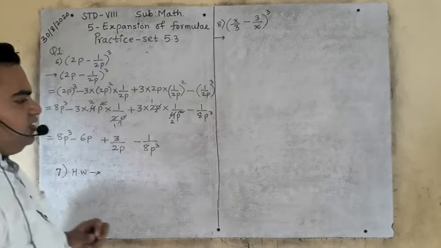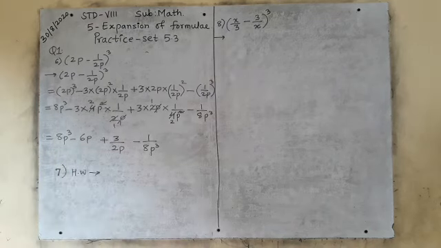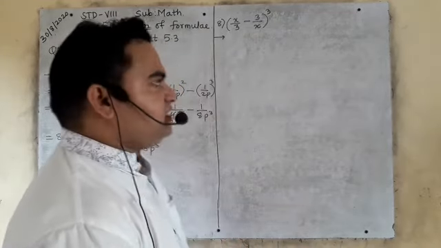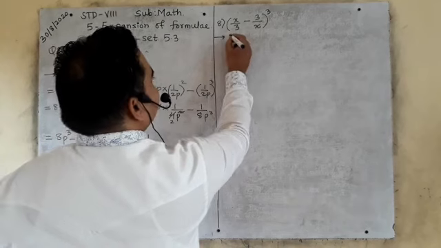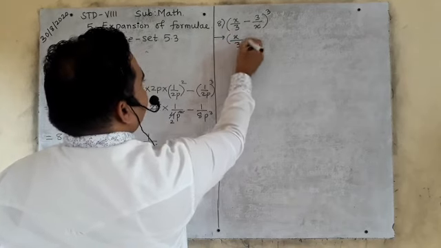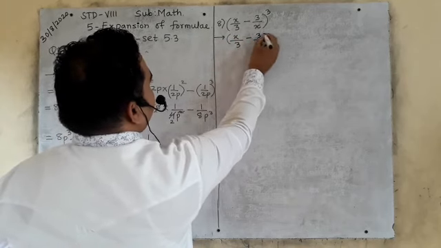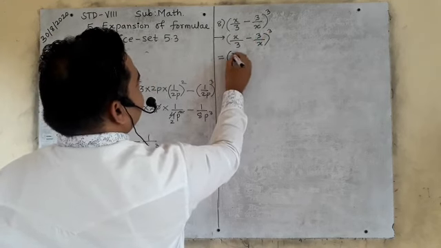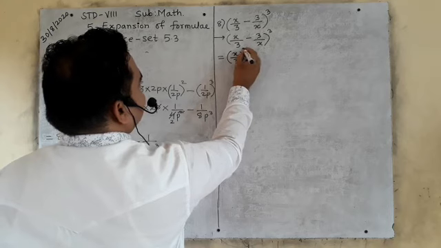Homework. Okay, so 7th one you will solve as a homework. Now please see how to solve this question number 8. Okay, first you will copy the question as it is. x upon 3 minus 3 upon x, bracket cube. Okay, now give this cube to the first term. First term is x upon 3 bracket cube.